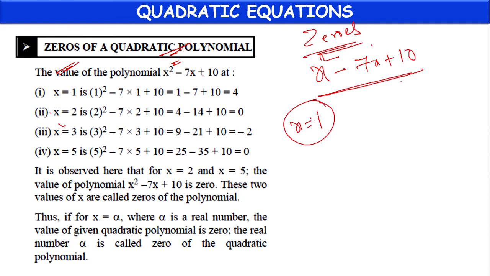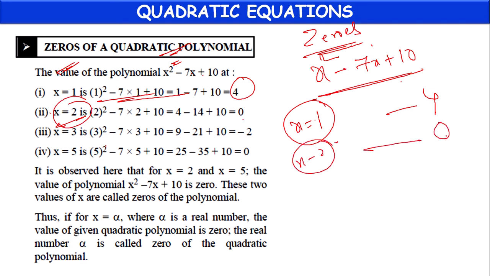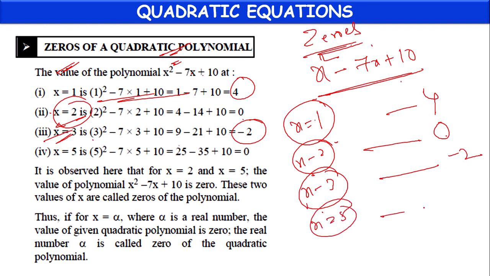At x equal to 1, if we substitute the values, we are getting the answer 4. At x equal to 2, if we substitute the values, we are getting the value 0. At x equal to 3, if we substitute the values, we are getting minus 2. At x equal to 5, when we are substituting the values, we are getting answer 0. So here means for some values of the variables, the value is not equal to 0, but for some values of the variables, values are equal to 0.